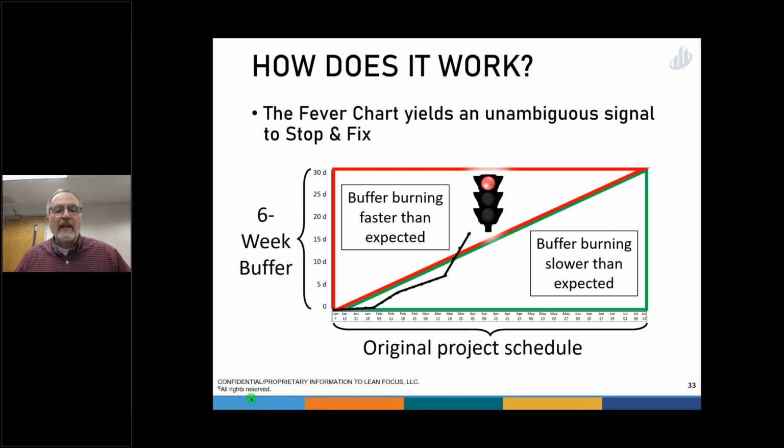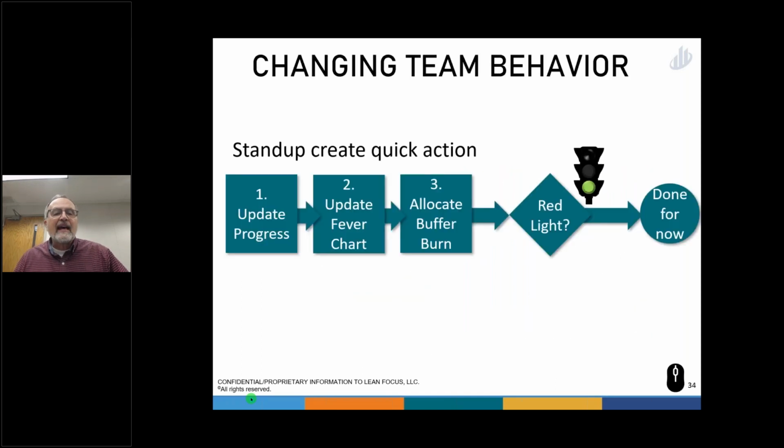So let me see here. And so this is that. So think of it as, we're going to get together. We're going to update our progress in 5 minutes. We're going to update the fever chart in 5 minutes. We're going to allocate our buffer burn. I'll talk to you about what that means in a moment. That's really easy to do. That's another 90 seconds.